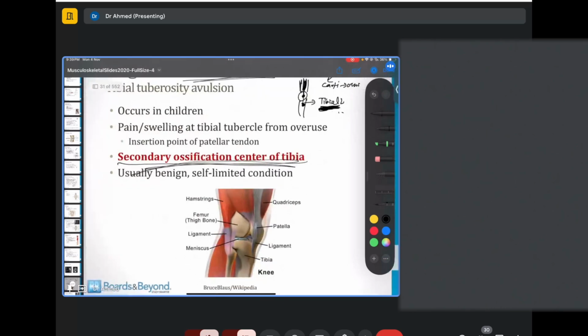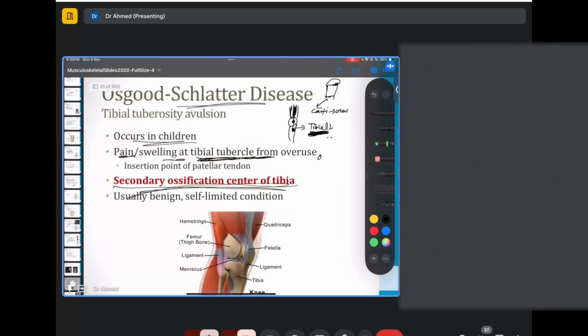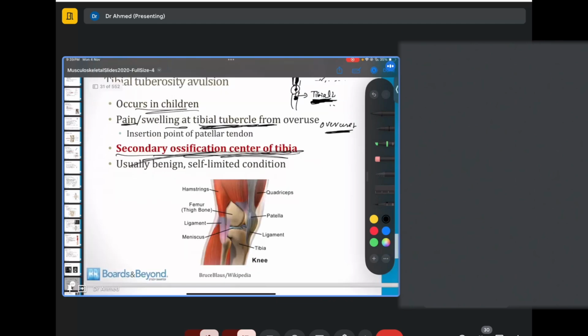So here you guys can see it occurs mainly in children. You are going to see pain and swelling in the tibial tubercle. Okay, it can happen due to overuse, right? So you're going to see injury or breaking of this tibial tuberosity due to overuse. Why? Because it's a secondary ossification center of the tibia, right?